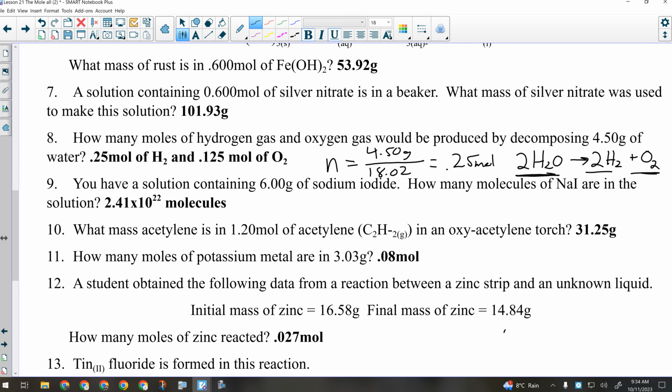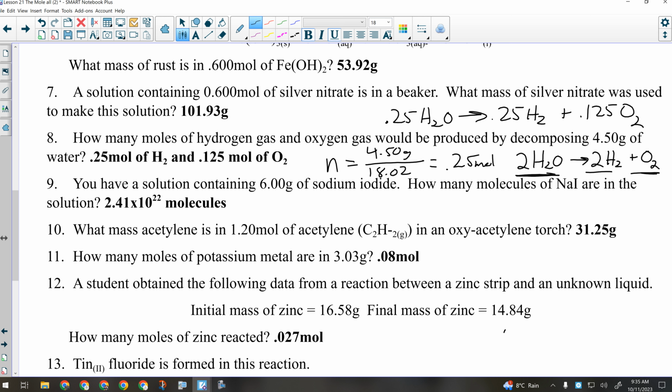Okay? I got 0.25 moles of water, so I get 0.25 moles of hydrogen. I could have just as easily written this reaction like this. It wouldn't be proper to write it like this, but it would be true. 0.25 H2O gives 0.25 H2 plus 0.125 O2. Okay? It's still 2 to 2 to 1. It's still twice as many moles of water as oxygen gas.